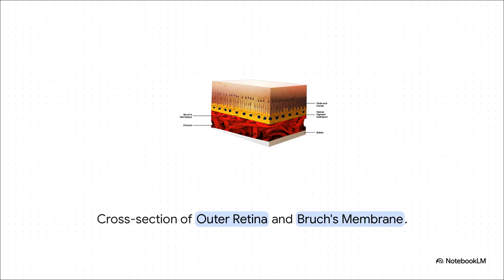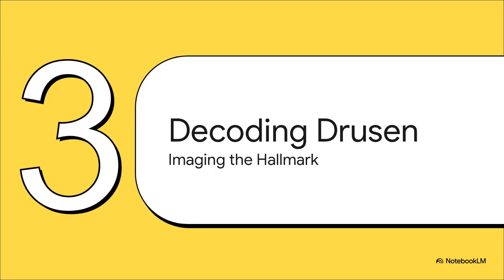So Bruch's membrane is essentially the floor that the RPE stands on, and it's simultaneously the ceiling keeping those choroidal blood vessels from invading up into the retina. I want you to keep this exact spatial relationship locked in your mind. So now that we have a solid grip on normal, healthy anatomy, let's introduce the clinical hallmark of AMD in Section 3, decoding drusen on imaging.